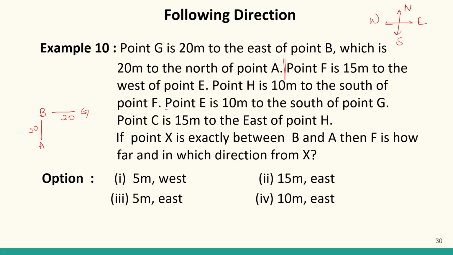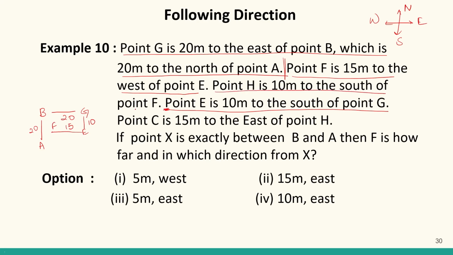Okay, so here I can find out. In this information, we can find out. Point E is 10 meter to the south of point G. So E will be here, 10 meter to the south of G. So we have completed this much information and we have completed this much information. Now let us see, with respect to E, do we have any information? Yes. Point F is 15 meter to the west of point E. So it is somewhere here, 15 meter to the west. Similarly, it is given to us point H is 10 meter to the south of F. So H will fall in the same line as A, correct?